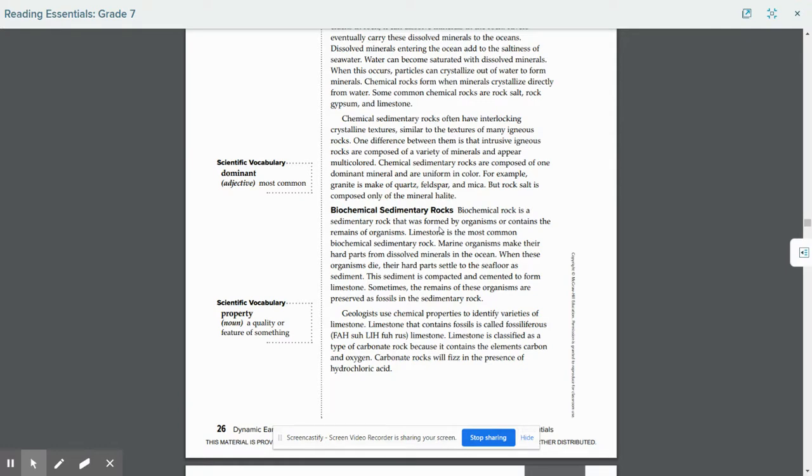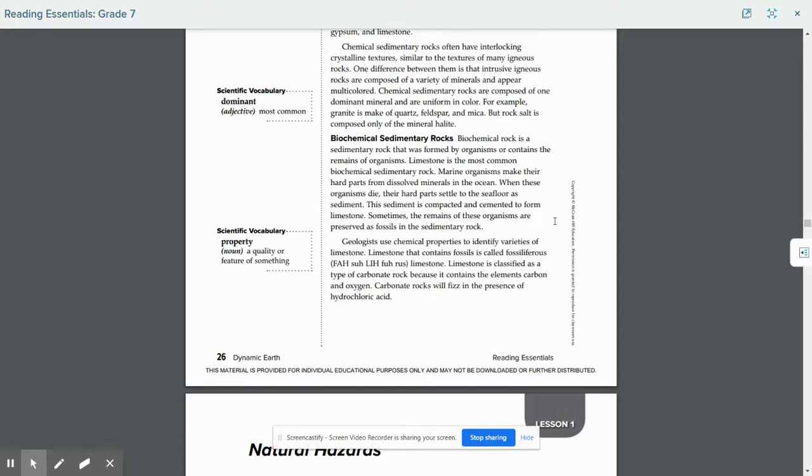Biochemical sedimentary rocks. Biochemical rock is a sedimentary rock that has formed by organisms or contains the remains of organisms. Limestone is the most common biochemical sedimentary rock. Marine organisms make their hard parts from dissolved minerals in the ocean. When these organisms die, their hard parts settle to the seafloor as sediment. This sediment is compacted and cemented to form limestone. Sometimes the remains of these organisms are preserved as fossils in the sedimentary rock.